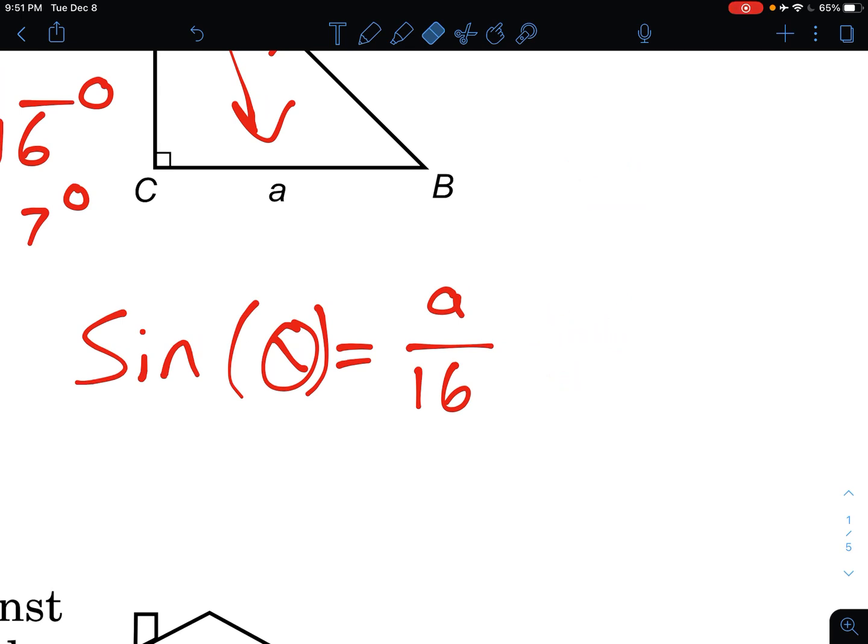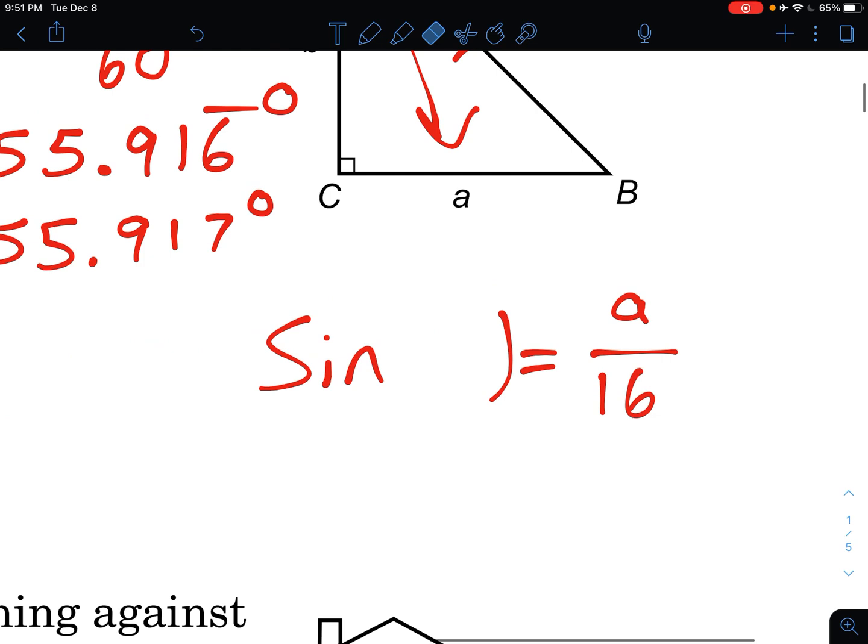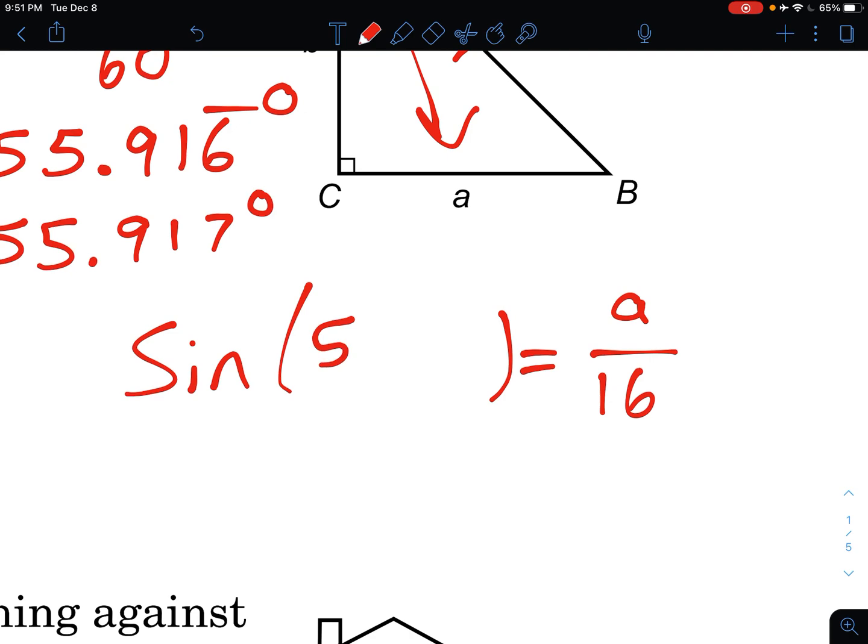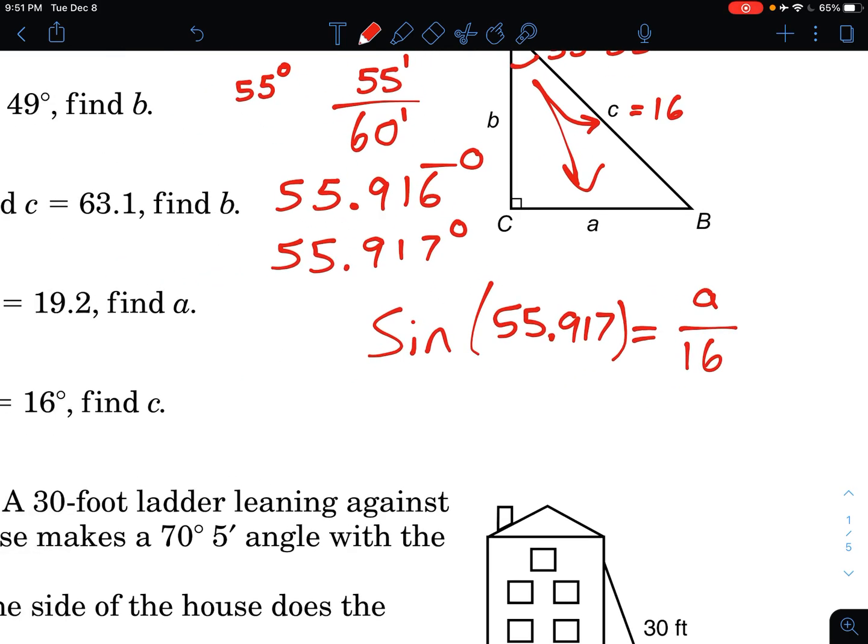Alright, so with that, we do know the theta. The theta is your angle. So we can just put the 55.917 here. And I want to find out what A is. The way I find A is by getting A by itself. So we got to get that 16 to the other side. The only way to get the 16 to the other side of the equation is to multiply. So our A is going to be equal to 16 times sine of 55.917.